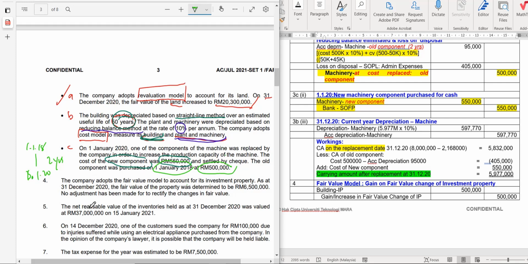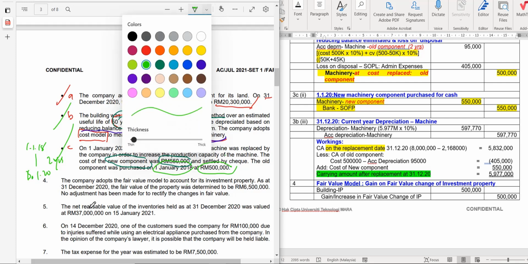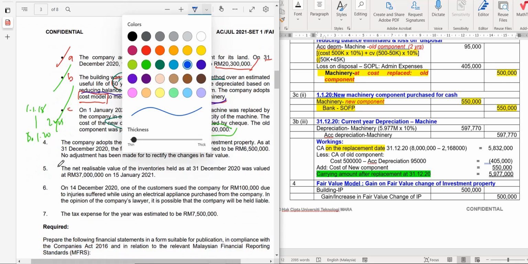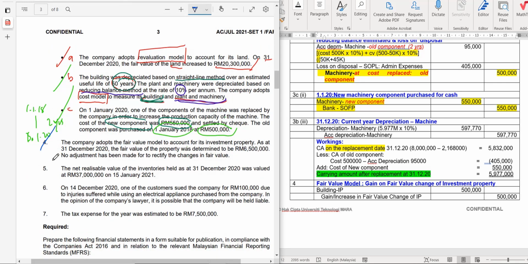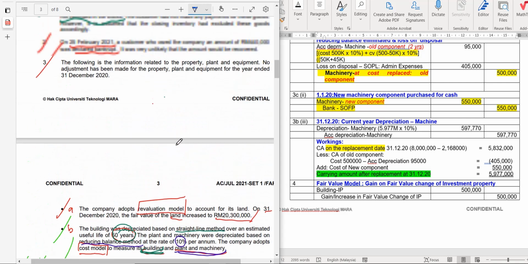Next, we go to the next one. We are done with that. We go to the next item. The next item that you have is the fair value model being used for the IP, investment property. So if you can see here, as at 31st of December, the fair value was determined to be 6.5 million. No adjustment has yet been made to rectify the changes.